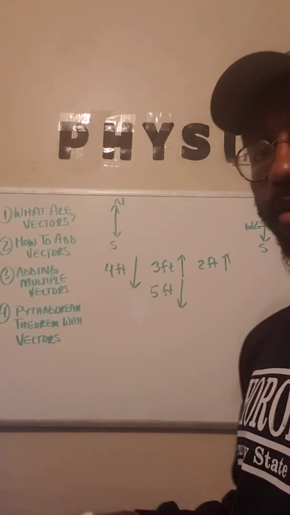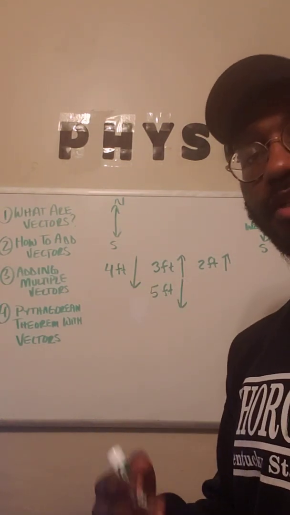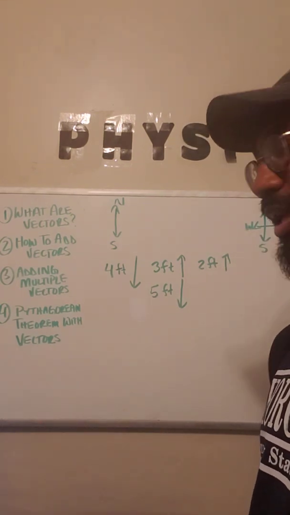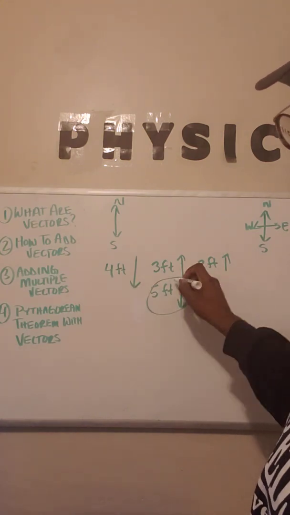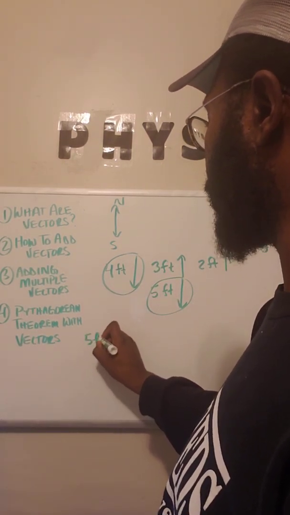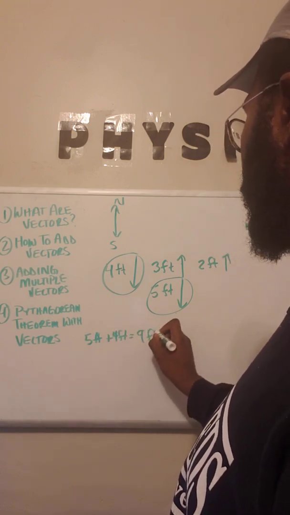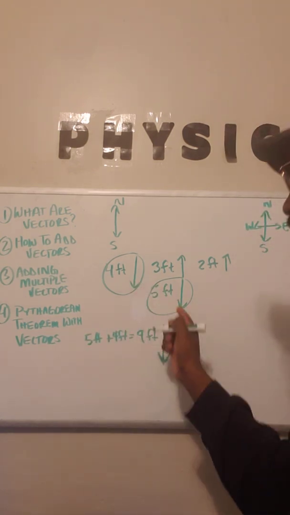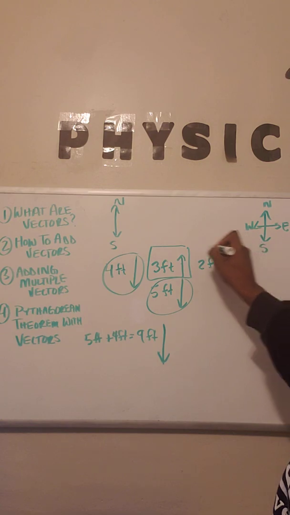In order to add multiple vectors, what we are going to do is combine the vectors that are in the same direction first, and then we're going to add everything together. So right now we have 4 feet and 5 feet that are both heading south. Okay, so let me go ahead and add those. So 5 feet, we start with the larger vector. 5 feet plus 4 feet is going to equal 9 feet. All right, and both of these are heading south. So still direction of the bigger vector. Both of them are heading south. We'll say south.